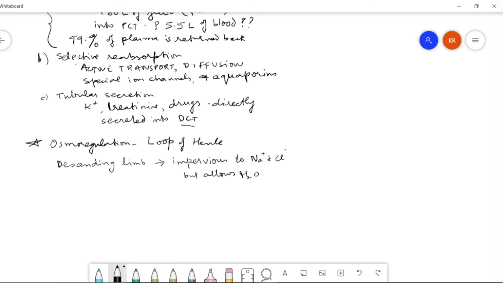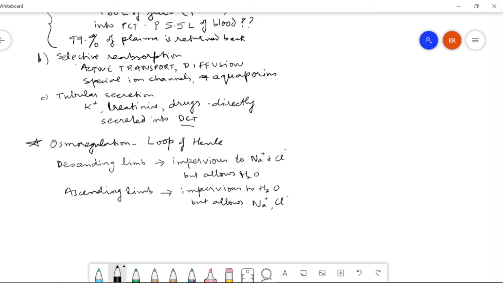In comparison, or by contrast, the ascending limb is impervious to H2O, but allows Na and therefore Cl.